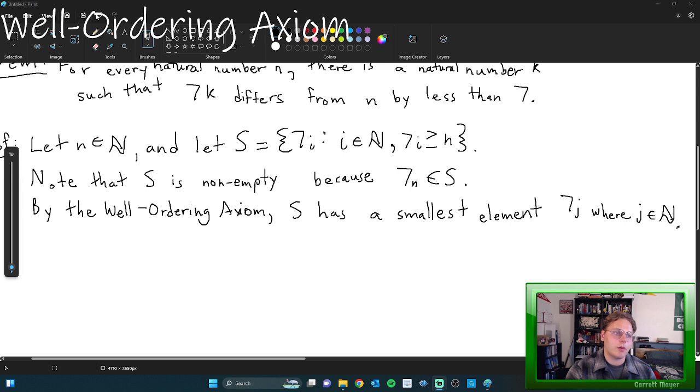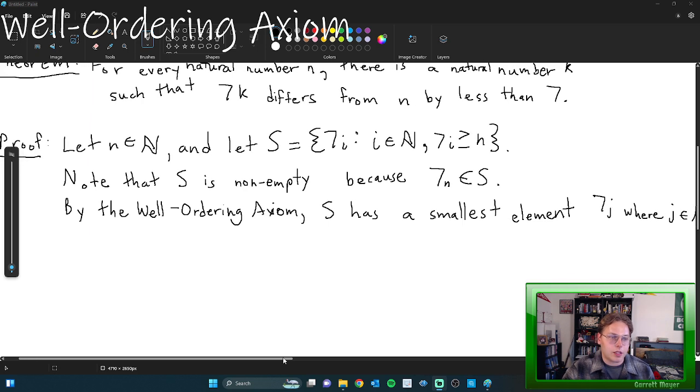So look here, this is what we did. We used that well-ordering axiom, and we're saying that there's some smallest element in that set because S is a set of natural numbers. So because of that, we can pull out that smallest element, which is 7j. We know that it's 7 times some natural number, and it's also the smallest element. So there's no other elements in this set that are smaller than 7j.